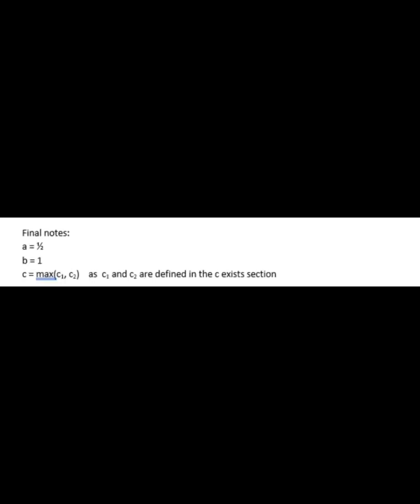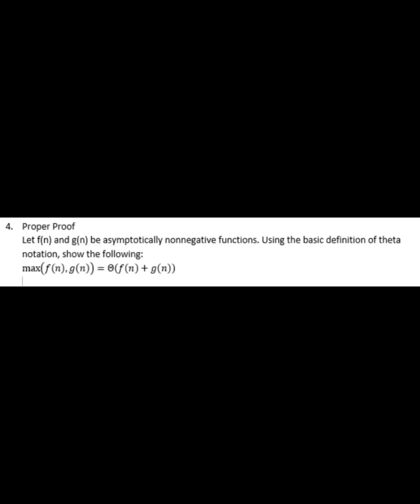Okay, final notes. a is equal to 1/2, b is equal to 1, c is equal to max of c1 and c2, as c1 and c2 are defined in the c exists section. Since we have found what a, b, and c are going to be, that means that we have proved that the max function of f of n and g of n is equal to theta of f of n plus g of n. That concludes my proof.